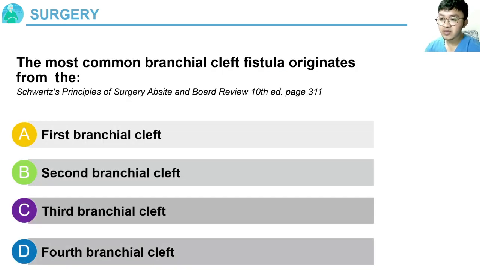Next, the most common branchial cleft fistula originates from the A. First branchial cleft, B. Second branchial cleft, C. Third branchial cleft, or D. Fourth branchial cleft. So among the four, the most common is the second branchial cleft fistula.